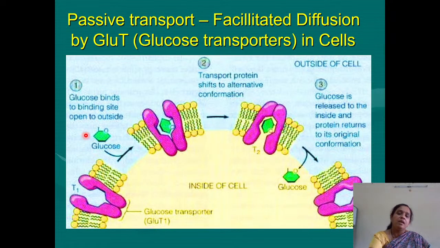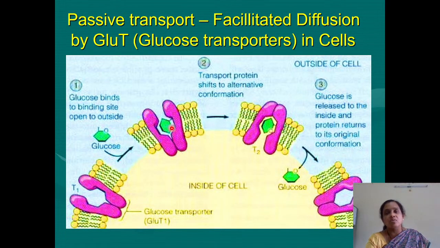So what will happen? This is a receptor. If you see the GLUT receptor, it is open at one end and closed at the other end. This is called the T1 phase. Now, when glucose enters and binds to that site, it will bring about conformational changes. As a result of that, glucose is pushed into the cell, and once again it goes back to its T1 position. So the glucose transporter, that is the GLUT receptor, will be in a normal fashion.